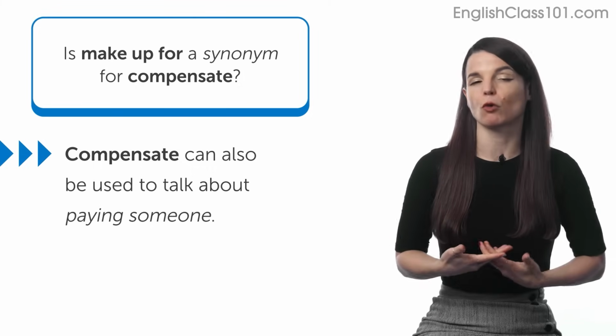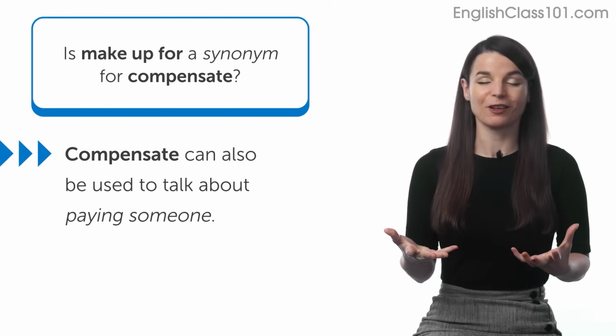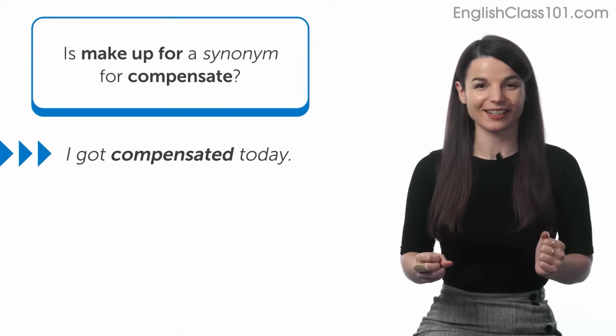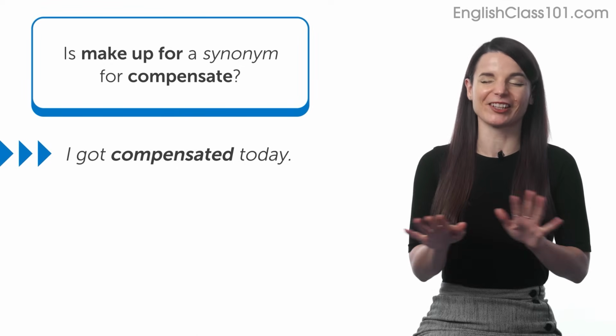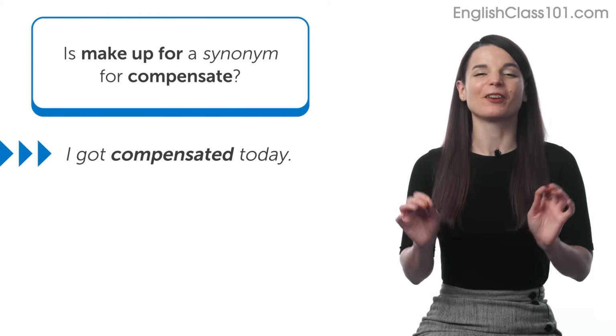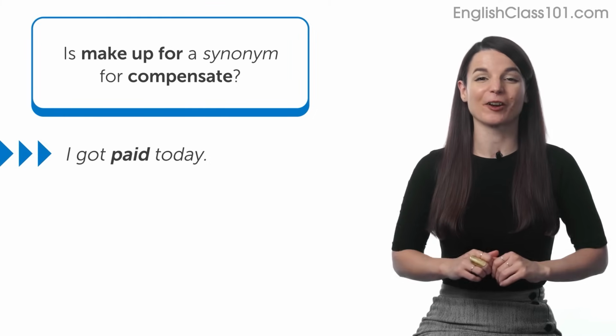So this is a more formal vocabulary word that we use. Typically, we don't say, I got compensated today when we talk to our friends. That would sound really, really funny, way too formal. So we always say, I got paid today. That's the verb that we use.